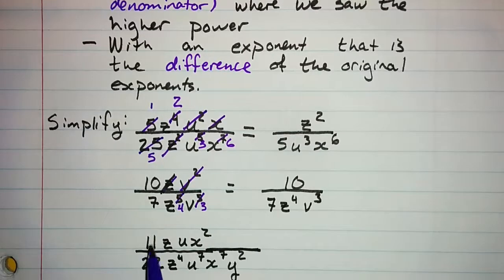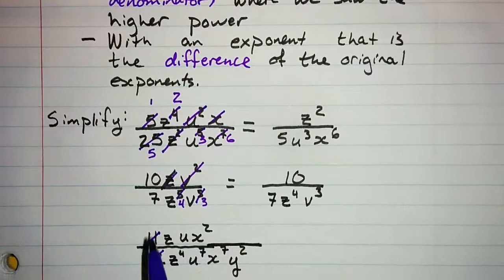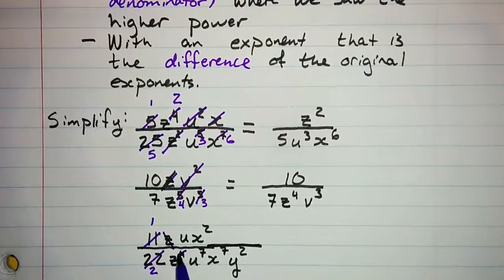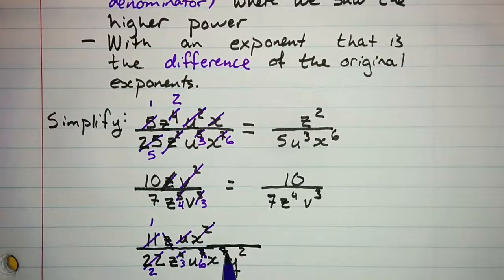This last one, in the coefficients, 11 is a common factor. I'm left with 1 and 2. Z's more in the denominator. How many more? 4 minus 1 is 3 more. U's more in the denominator. How many more? 7 minus 1 is 6 more. X's more in the denominator. How many more? 7 minus 2 is 5 more. Y's only show up in the denominator, so no canceling at all happens with those.